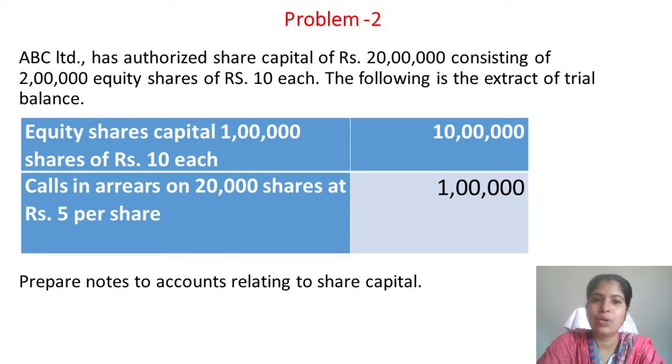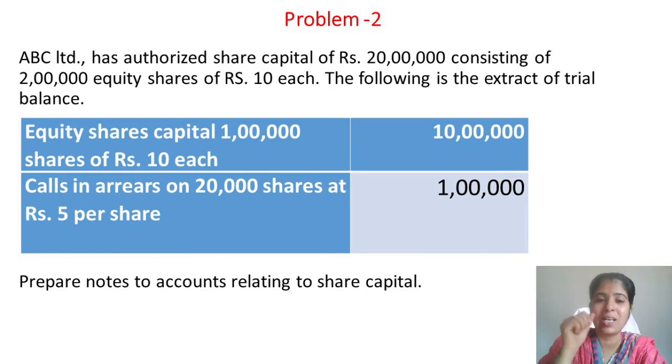In the sense, your equity share capital of 1 lakh shares of rupees 10 each consists of 10 lakh. Out of 2 lakhs, only 1 lakh has been considered for issue, as it is issued, paid up capital, and all. 1 lakh equity shares has been considered. The face value of the equity share is the same, 10. So 10 lakhs of equity shares. Calls in arrears consist of 20,000 shares at rupees 5 per share. In the sense, 1 lakh rupees.